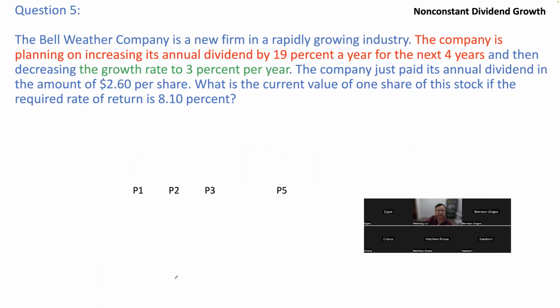Okay, let's take a look at question 5. The bioweather company is a new firm in a rapidly growing industry. The company is planning on increasing its annual dividend by 19% for the next 4 years, and then decreasing the growth rate to 3% per year. The company just paid its annual dividend, $2.6 per share. What is the current value of one share of this stock if the required return is 8.1%?